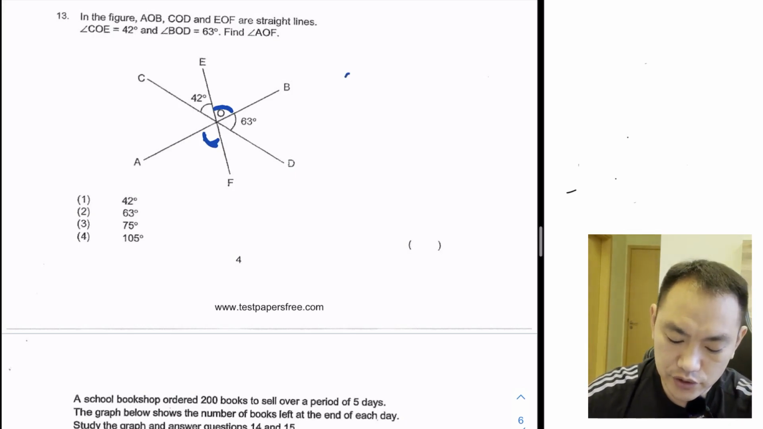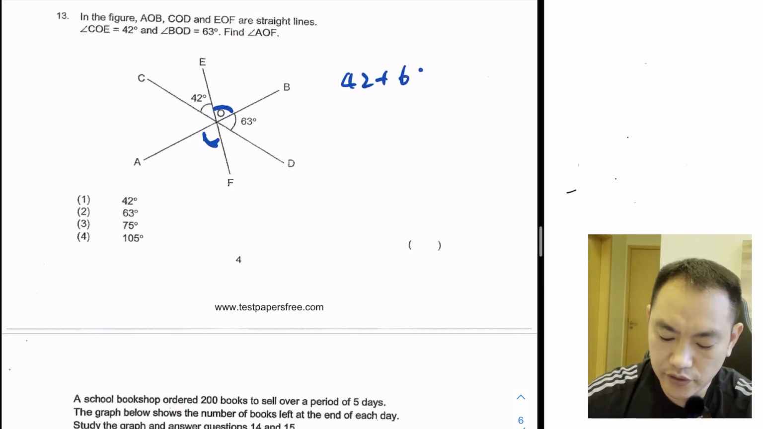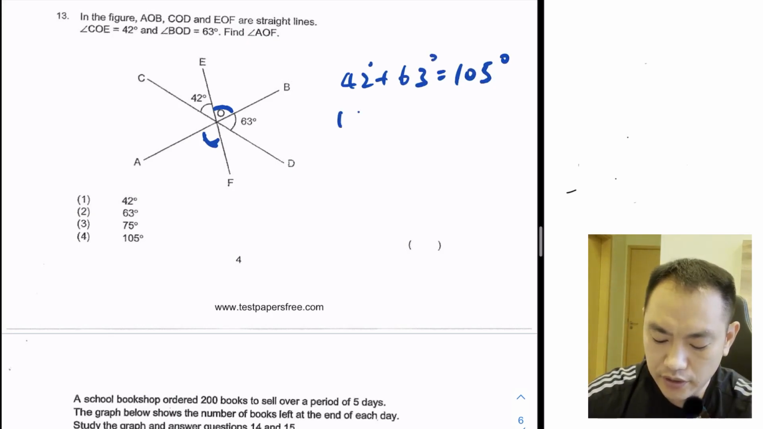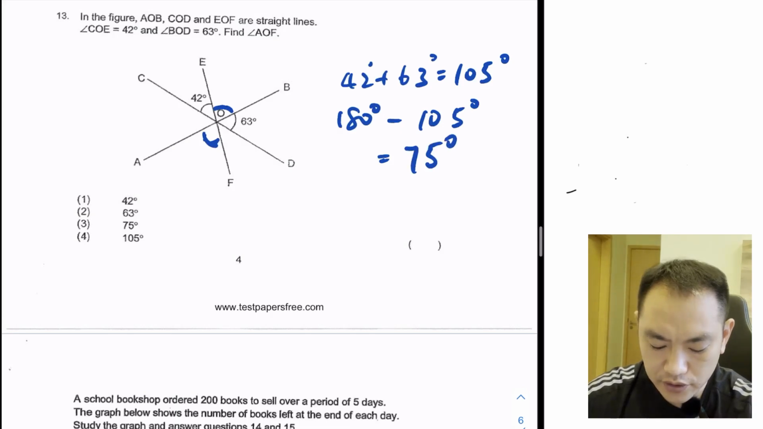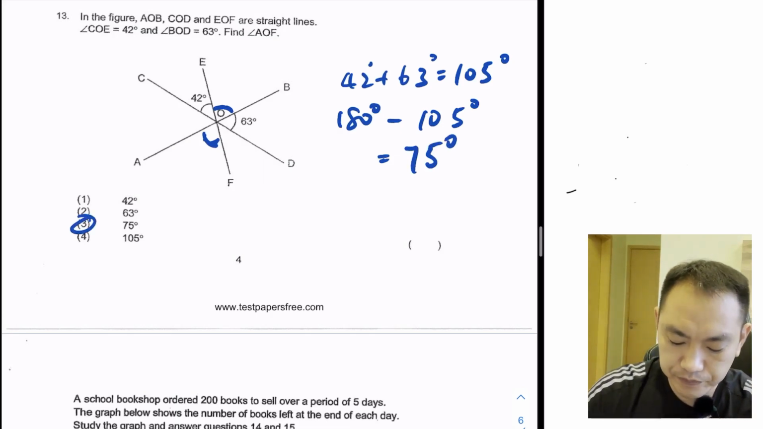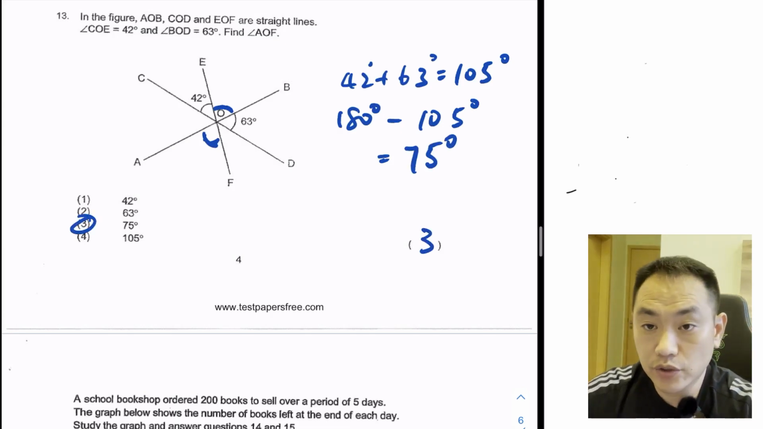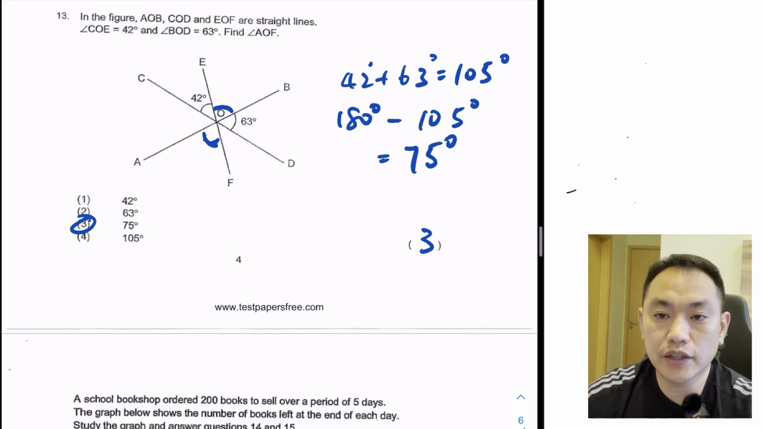All right, so 42 plus 63 equals 105 degrees. And then a straight line is 180 degrees minus 105 degrees. So it will be 75 degrees. So the answer is 3. Okay, this one should be quite straightforward. Let's move on to the next question.